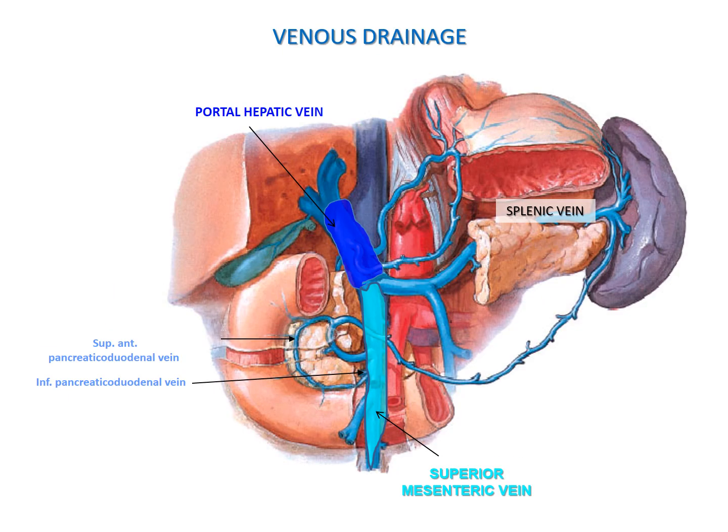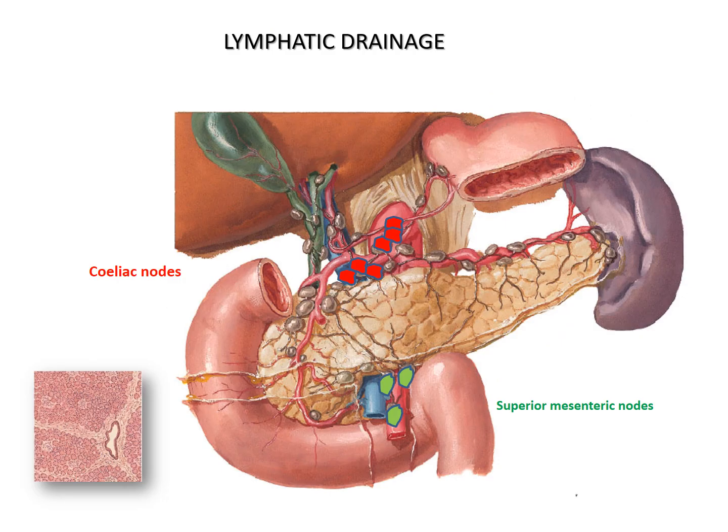The pancreatic veins drain into the portal, splenic, and superior mesenteric veins, but most of them empty into the splenic vein. The lymphatics from the pancreas follow the arteries and drain mainly into the celiac nodes and superior mesenteric nodes.